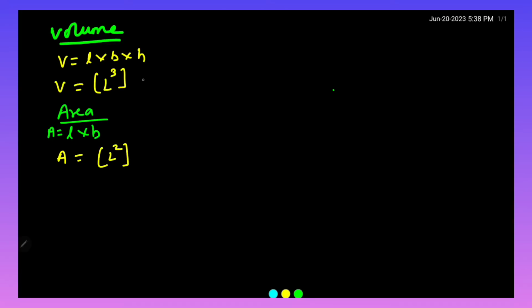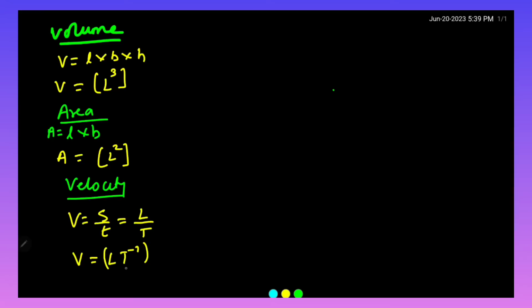Okay, so here next dimensional formula, if you consider, we can write the dimensional formula for velocity, which is very important. Okay, so velocity, so here you know velocity is nothing but displacement by time. Displacement is length and this is time. Here we can write like this. So velocity is equal to Lt power minus 1 is going to be the dimensional formula for velocity.